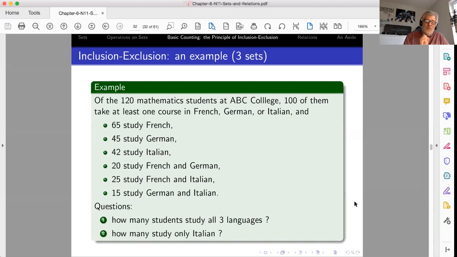There is one thing you should never mess up. Look at those numbers. We have 120 students total. Look at those numbers there: French, German, and Italian. 65, 45, 42. If you add those up, that's way more than 120, right? This should be clear, so don't mess that up. Obviously here we're counting the same people several times. So please keep that in mind. This is a common mistake.